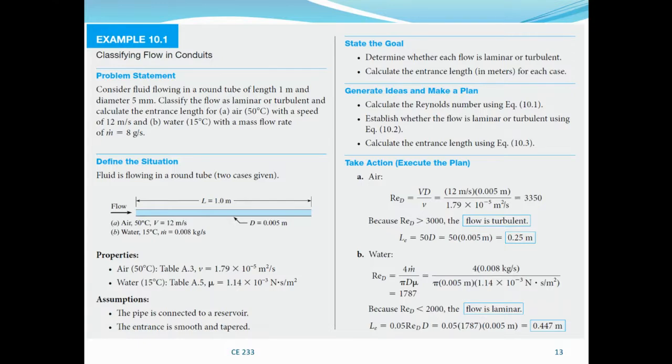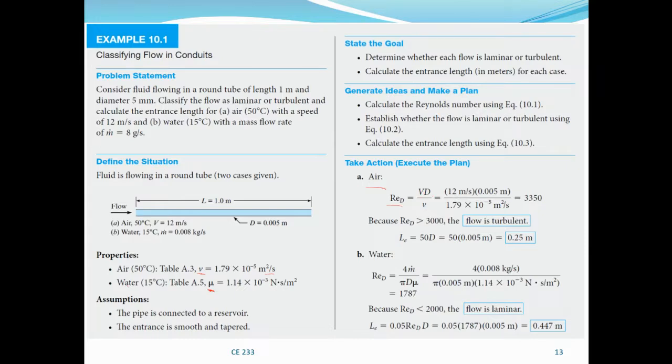Simple. Okay. For air, the kinematic viscosity, this is the value, and for water, the dynamic viscosity is this, in Newton second per meter square. And the assumption says that the pipe is connected to a reservoir. The entrance is smooth and tapered, so that there's minimal head loss. And the goal is to determine whether each flow is laminar or turbulent and to calculate the entrance length for each case. So for air, we use the Reynolds number, simple Vd over nu.